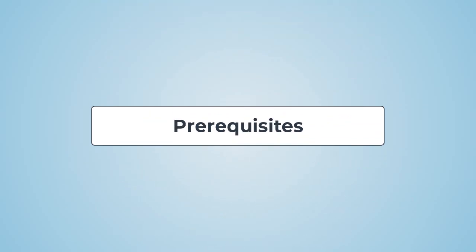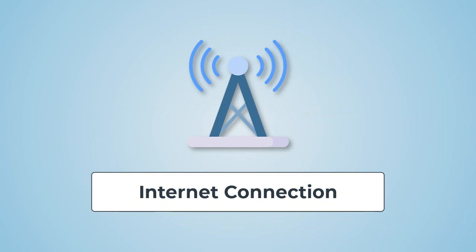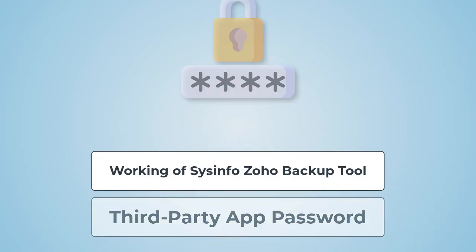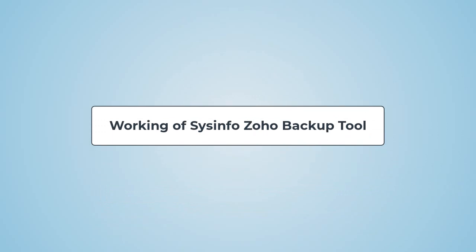These are the different prerequisites of the software that you have to follow while using this Sysinfo Zoho Backup tool. You have to run the software as an administrator on your PC when using Windows 10 and its earlier versions. When you log into your email account in the software, you need to have a proper internet connection. A third-party app password of an email client is also necessary before signing into the software. Now, let's check out the working methods of the Sysinfo Zoho Backup tool.